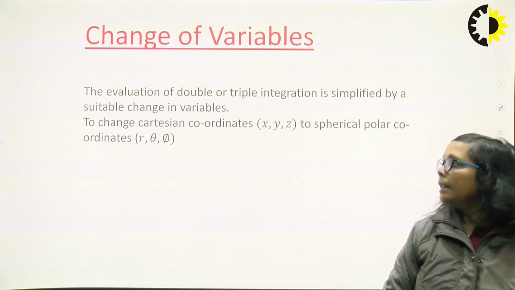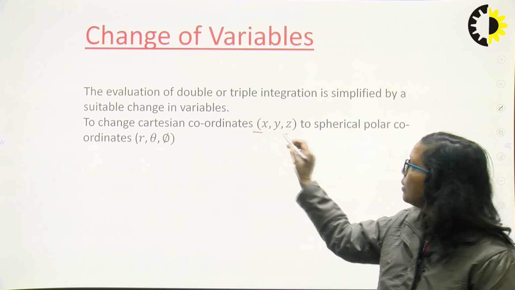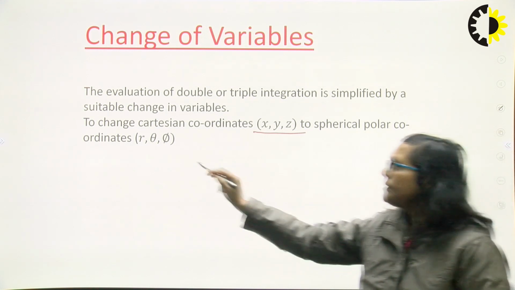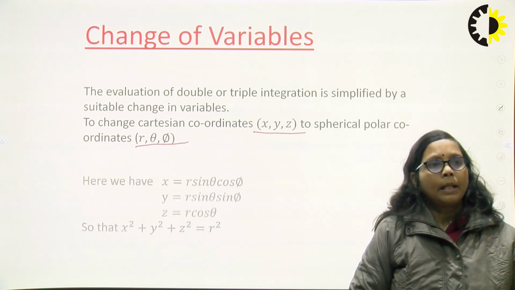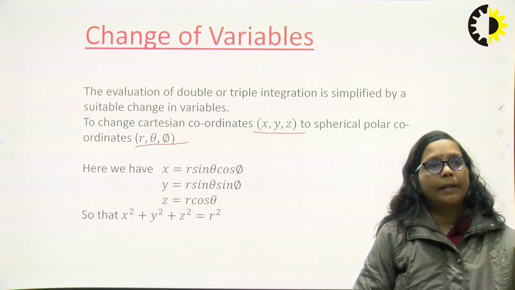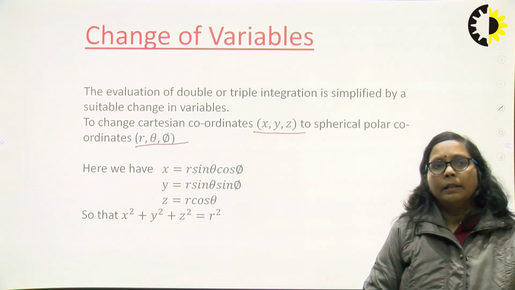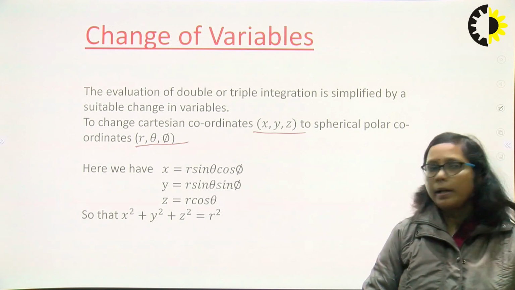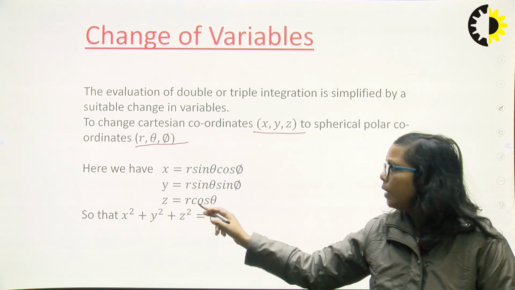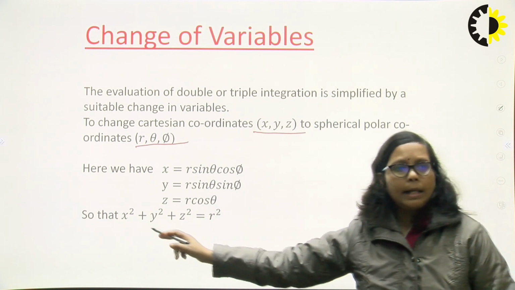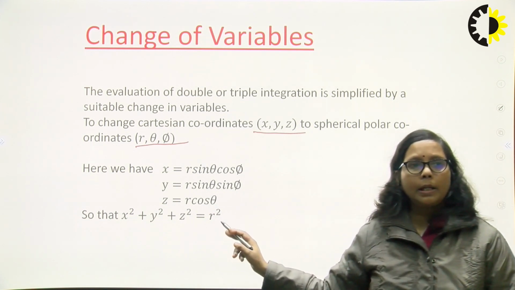What is the meaning? I need to change the Cartesian coordinates x, y, z to the spherical polar coordinates, which are the coordinates r, theta and phi. So in spherical polar coordinates, we have x equal to r sine theta cos phi, y equal to r sine theta sine phi, and z equal to r cos theta. So that x square plus y square plus z square equal to r square.